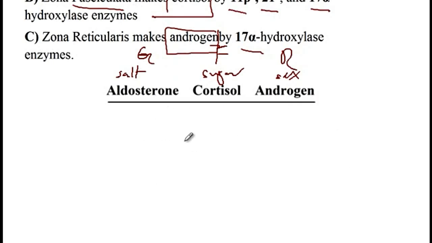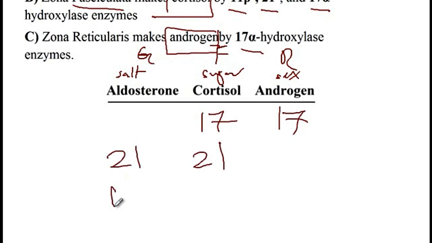And if you can memorize just how to put these enzymes in this order, then it would be so easy to be familiar with disorders of congenital adrenal hyperplasia. So 17 here, 21 here, and then 11 here. And there you go. You're done with knowing what enzymes are required for the production of different hormones. 17, 21, and 11 hydroxylase will produce cortisol. 17 will produce androgen, while 21 and 11 will produce aldosterone.